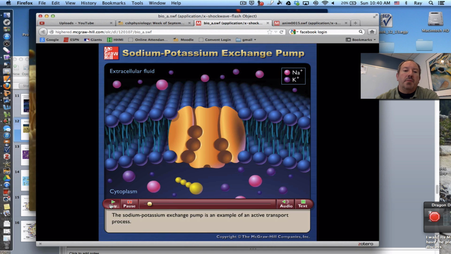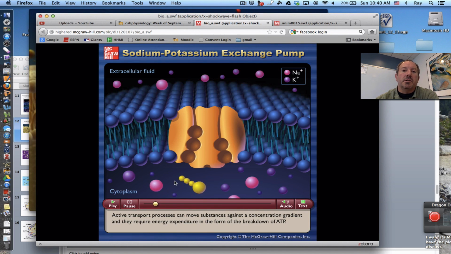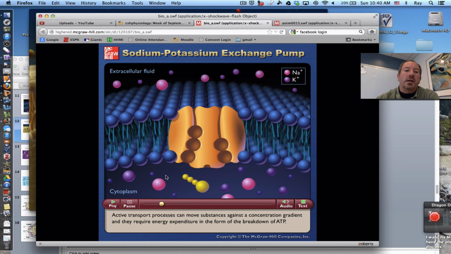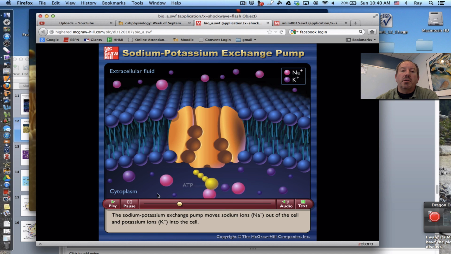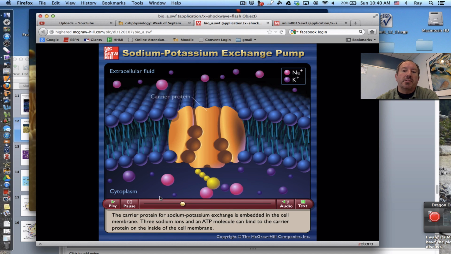And so this is also a little animation showing this as well. So inside the neuron, the sodium concentration is low, and it's really high on the outside. So sodium's high on the outside. But if it's high on the outside, the cell would have to really use a lot of energy to push it out. So the sodium-potassium exchange pump, it's sometimes called, because this carrier protein's a co-transporter.